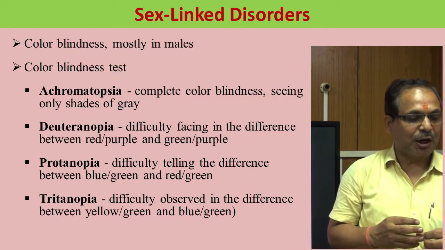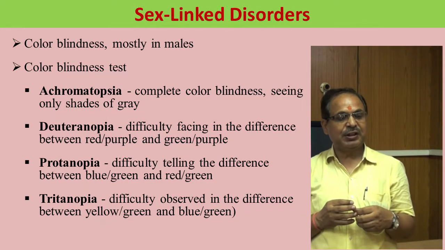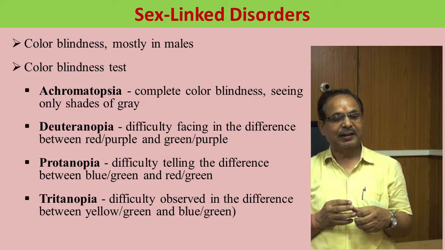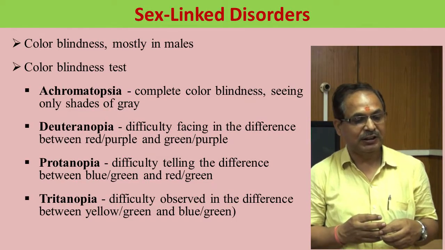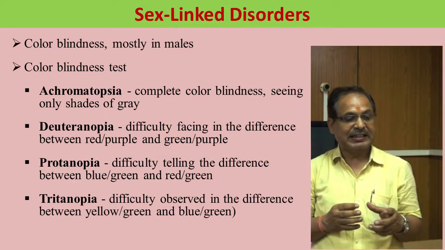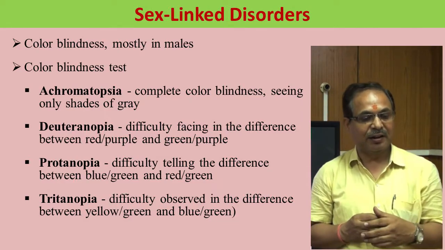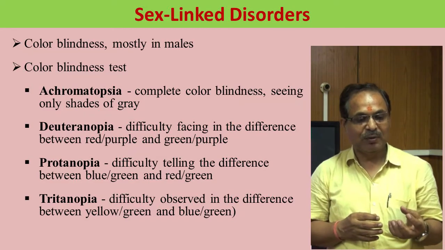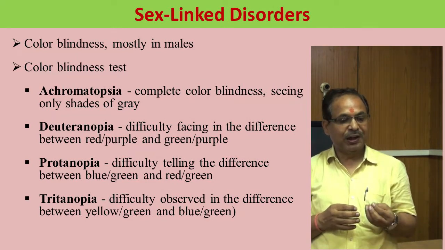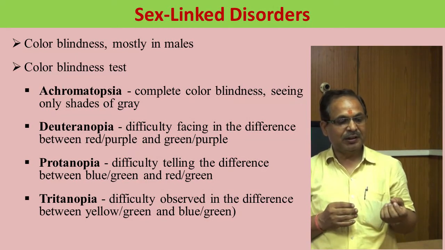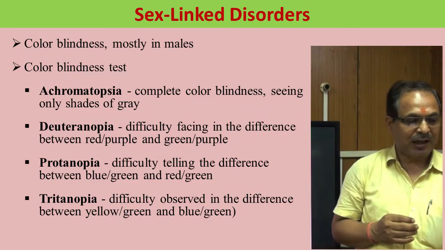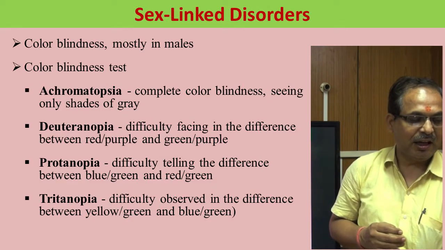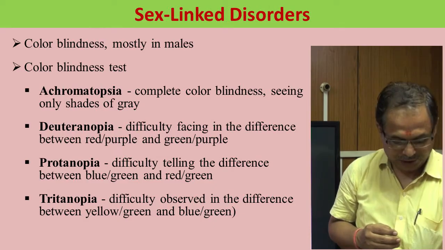The second type, deuteranopia, is one in which individuals face difficulty in differentiating between red-purple and green-purple. The next one is protanopia, in which individuals have problems differentiating blue-green from red-green. Similarly, another type, tritanopia, is one in which individuals face difficulties in differentiating yellow-green color from blue-green color.